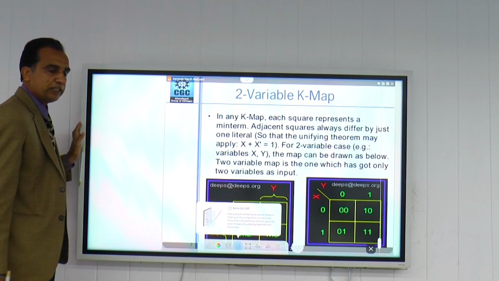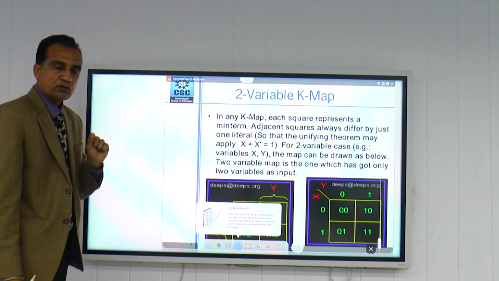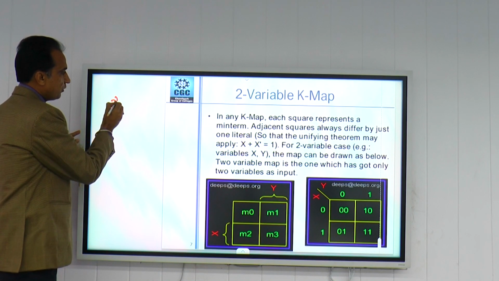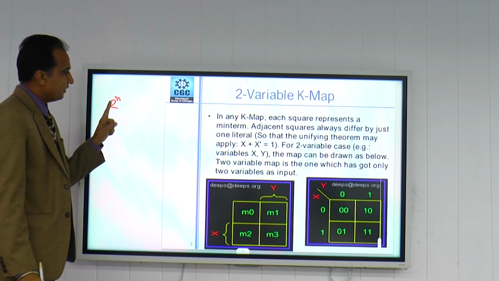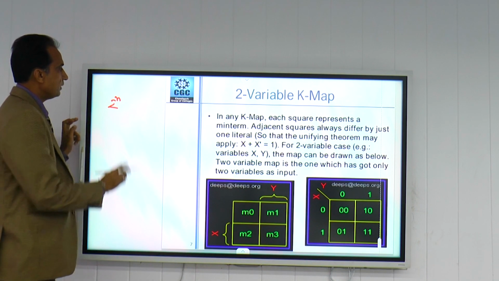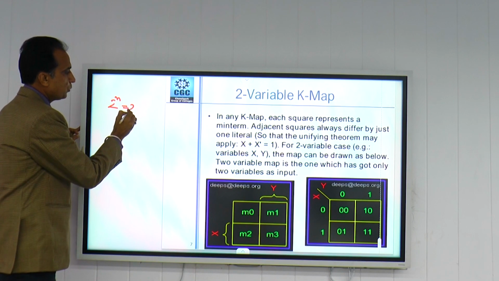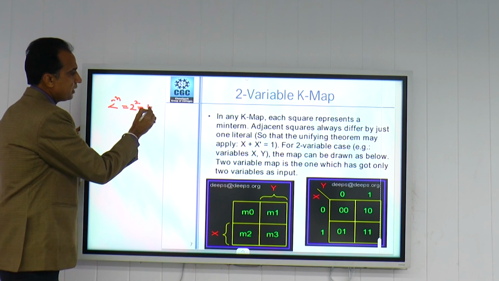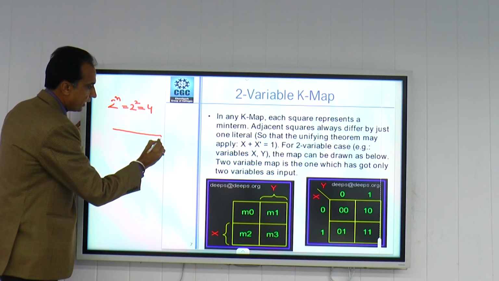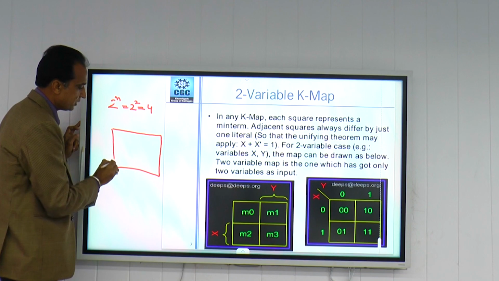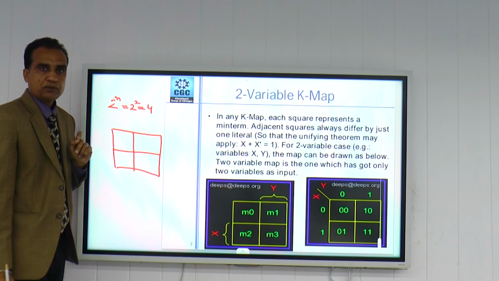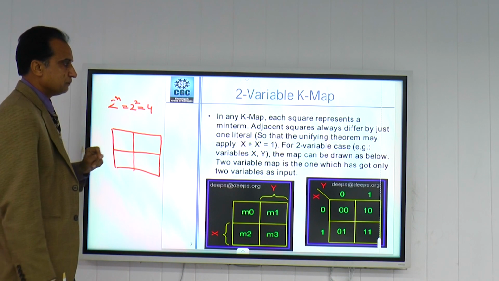Now, in case of two variables, how many square grids are required to represent a K-map? That is generated with the help of the formula 2 raised to the power n, where n is the number of variables in that equation. In case of two variables, n is 2, so 2 raised to the power 2, we need a grid of 4 squares. A grid of 4 squares is required to solve a Boolean expression which contains two variables. Now this is a K-map for two variables.